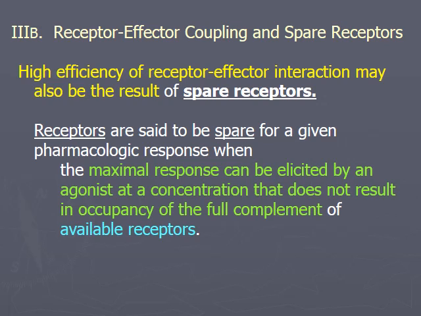Now, spare receptors. Our book brings us to spare receptors. These are receptors on a tissue, and they're actually spare in terms of they're not used to achieve the effect, the maximal effect. How can I explain this more clearly?